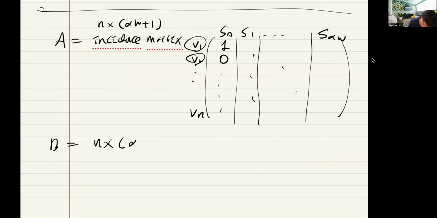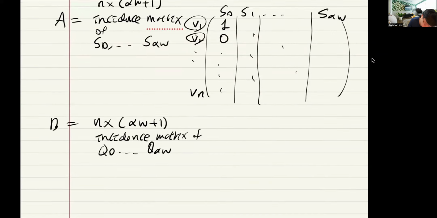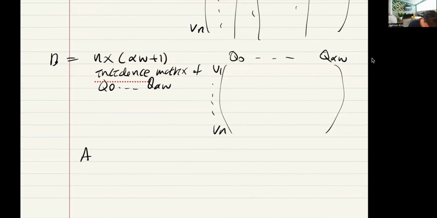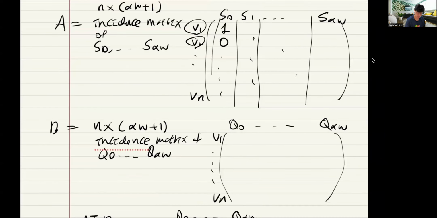And B is again an n by alpha omega plus 1 incidence matrix of Q0 to Q alpha omega, with the same vertex ordering. And then you consider A transpose B. What do you get? You have S0 to S alpha omega, and Q0 to Q alpha omega. And what's this entry? This entry is nothing but this multiplied with this, component-wise multiply, and you add.